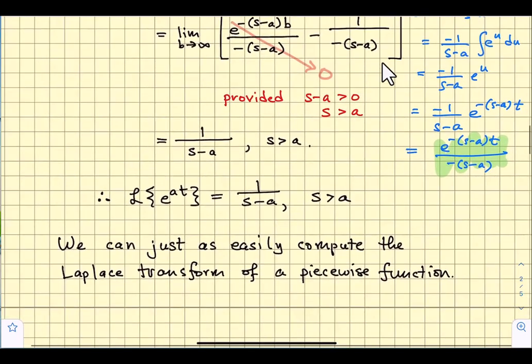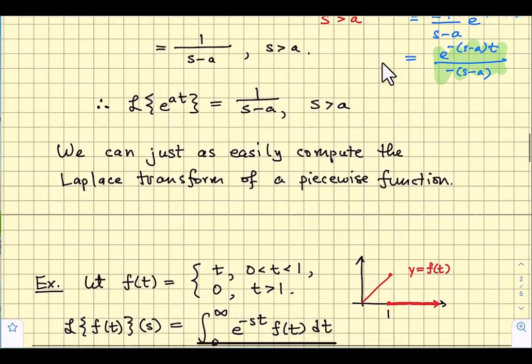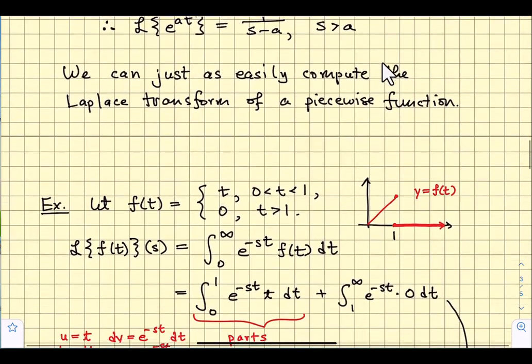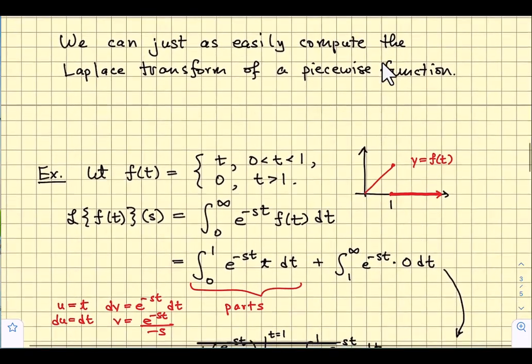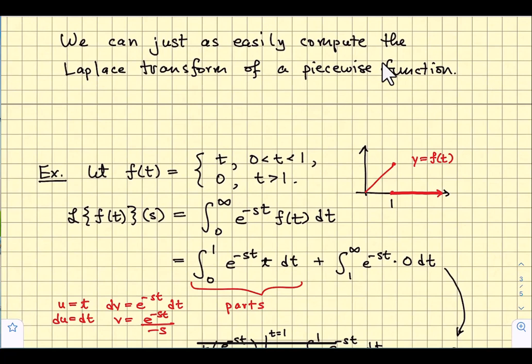Now we can just as easily compute the Laplace transform of a piecewise defined function, and you will see some of this in the homework and in parts of the chapter going forward, so let's at least practice that one time.